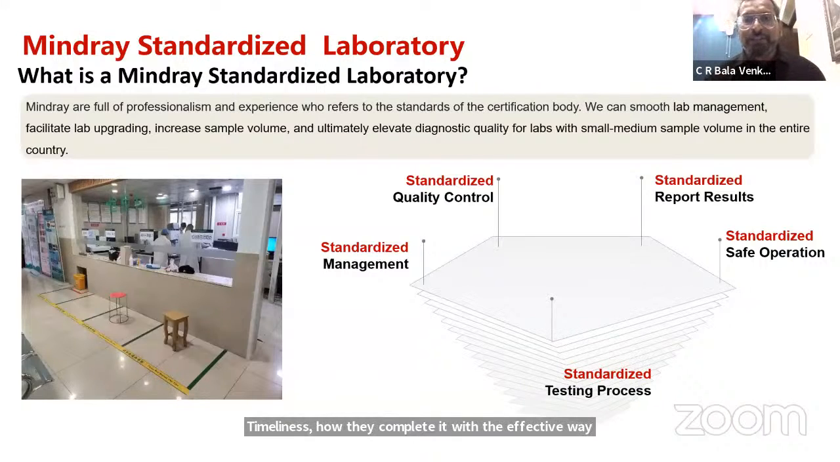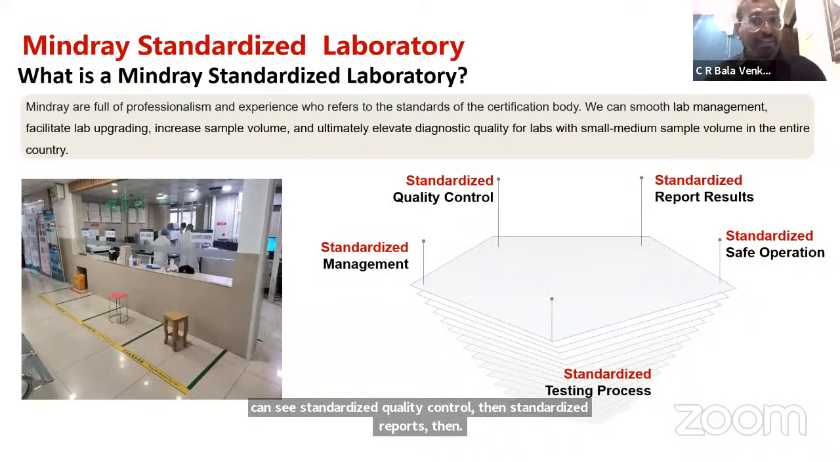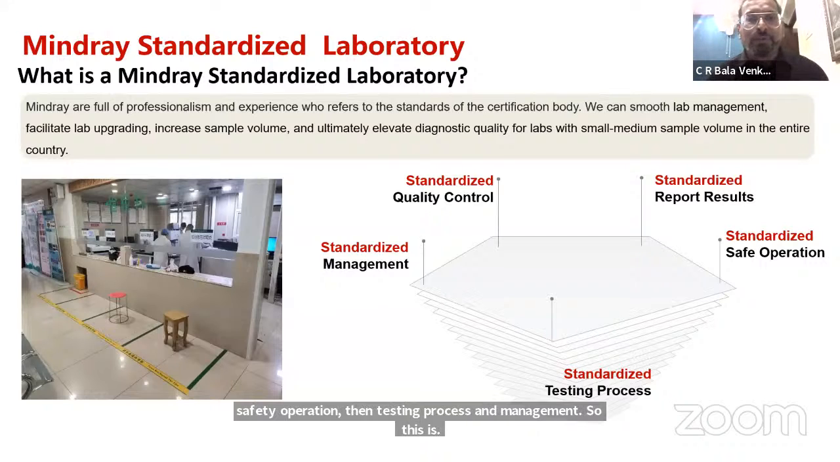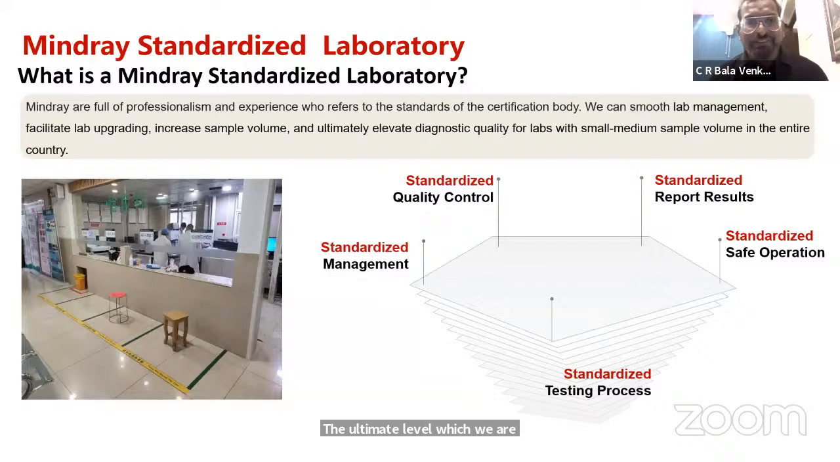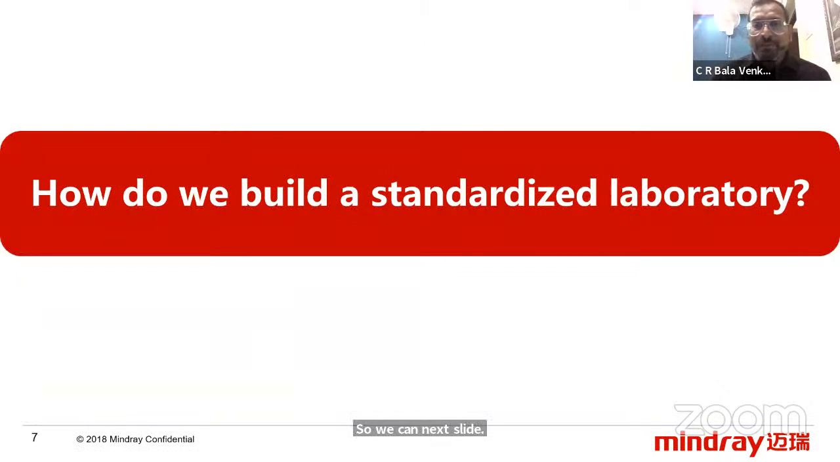So for this, in Mindray standardization laboratory, we can see standardized quality control, then standardized report results, then standardized safety operation, then testing process and management. So this is the ultimate level which we are focusing on in our lab standardization. So we can, next slide, please. Yeah. This is what we build, and how we build a standardized laboratory.